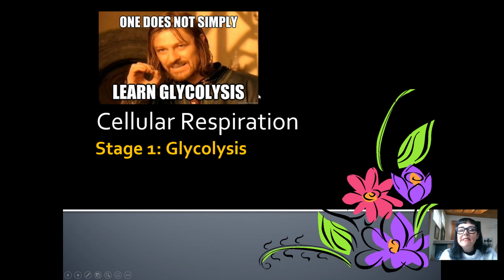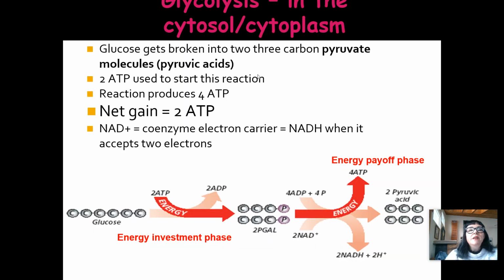So now we're going to get to step one, or stage one. This is glycolysis. So here we go. So glycolysis, again, occurs in the cytoplasm or the cytosol. So you might look at this diagram and it makes you want to barf a little bit because it's like, I don't even know what's going on here. Don't panic. It's all good.